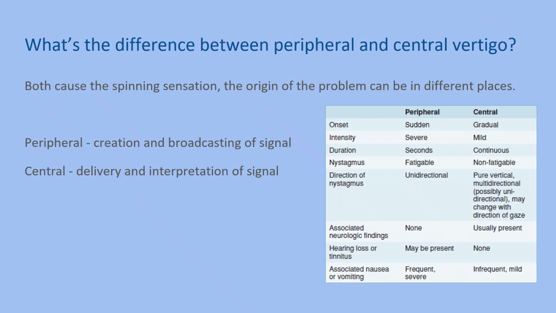Vertigo is often divided into two categories, peripheral and central. This describes where the source of the problem is. Peripheral vertigo is caused by disturbances at the inner ear that interfere with the creation and broadcasting of the signal. Central vertigo is caused by disturbances in the central nervous system. It can be broken down further by pathology, but for the most part, all peripheral and all central causes present similar symptoms. In the table on the right, these two types of vertigo can be broken down by their general symptoms.